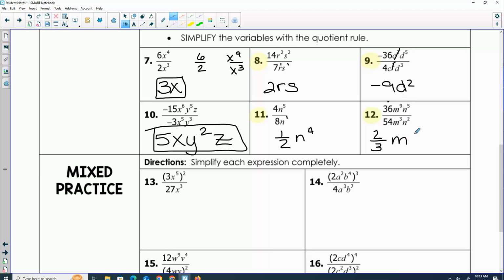M, we have 9 on top and 3 on the bottom, so 9 minus 3 is 6. N, 5 on top, 2 on the bottom, so 5 minus 2 is 3. All right. Is this going okay?